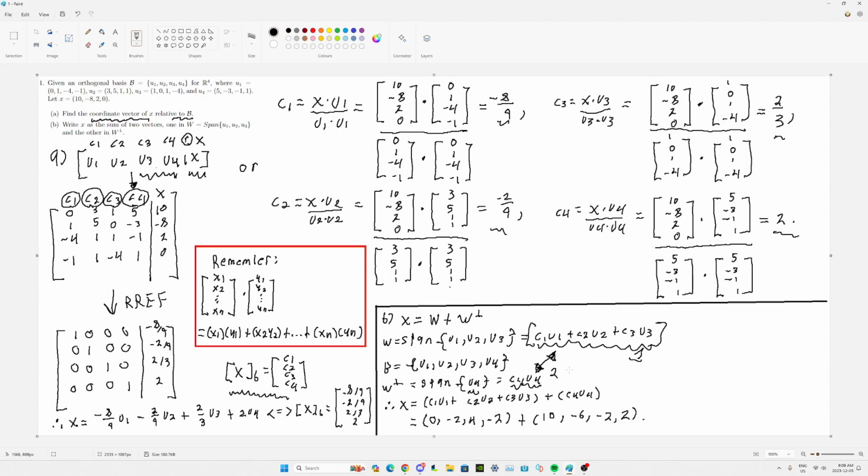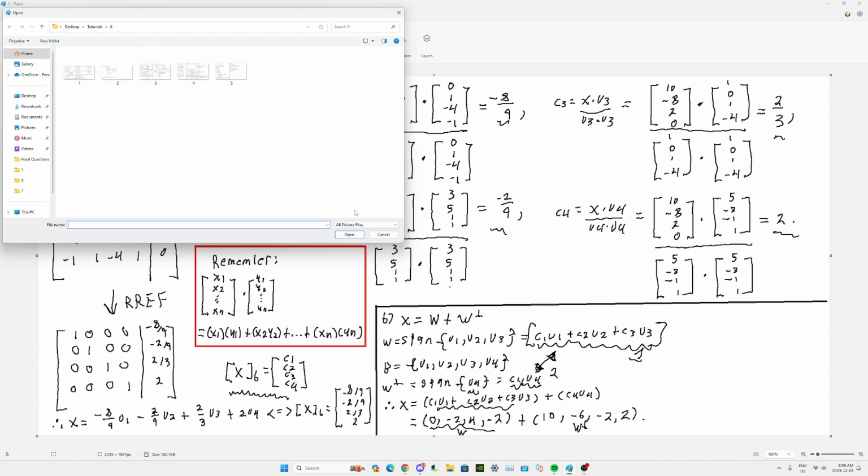So we do that. x equals c1 u1, c2, c3, and so on. We're going to combine all these pieces, and we get the vector down here. This is going to be our W. This will be our W-perp, our complement. So therefore, that is going to be the complement.